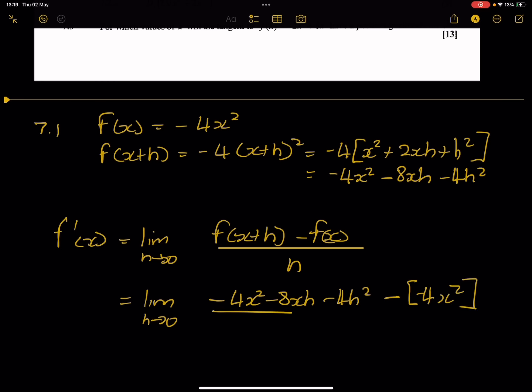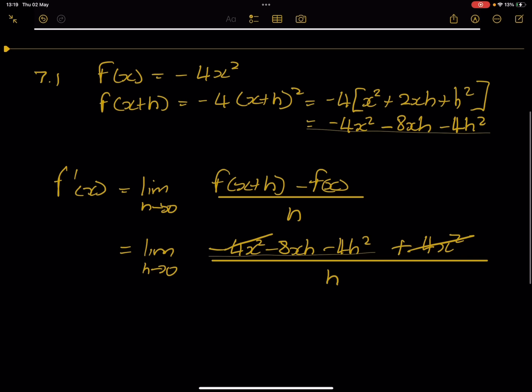Okay, and this is divided by h. Now notice in this case, negative times a negative over there will give us a positive. So just in the interest of time, I'm going to change that to becoming a positive. And so what happens? It actually cancels out. So we can take out h as a common factor. So limit as h tends to 0.